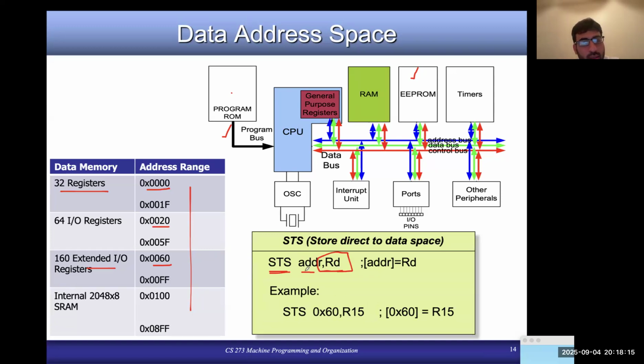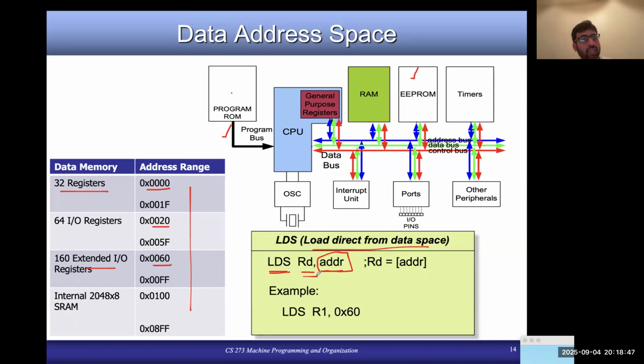Just like we have LDS to read the data from the memory into a register, we also have an instruction that actually stores the data from a register into a memory location, and this is called store direct to the data space, or STS. Again, the first operand is your destination, but this time it is a memory address. Remember that all the addresses we use in both of these instructions, LDS and STS, are data addresses, so they will always be within this range.